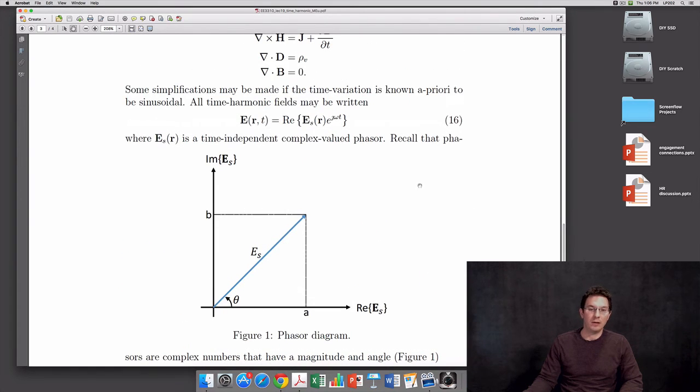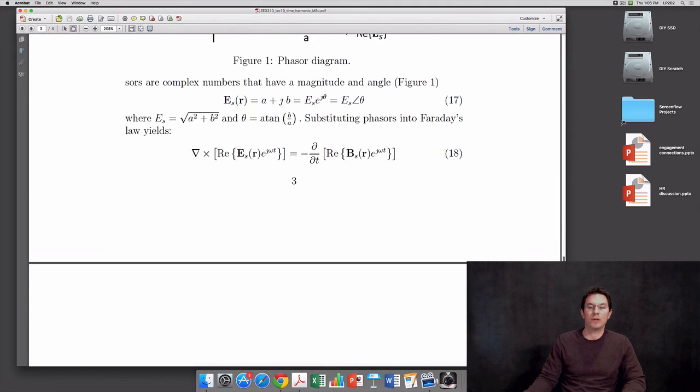Again, if you need more of a refresher on that, if it's been a little while, I highly recommend going back and looking at how we analyzed AC circuits in the frequency domain, because the spirit of the analysis is absolutely identical to what we're about to do here for Maxwell's equations.